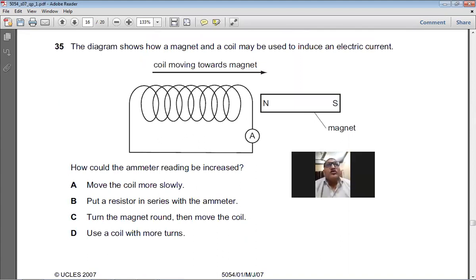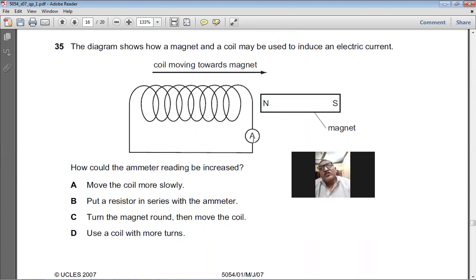The diagram shows how a magnet and a coil may be used to induce an electric current. How could the ammeter reading be increased? When you move this magnet, this ammeter will show the induced current. If you want to increase the induced current, one easy method is to move this magnet faster or move this coil faster. Another way is to put a core in this coil.